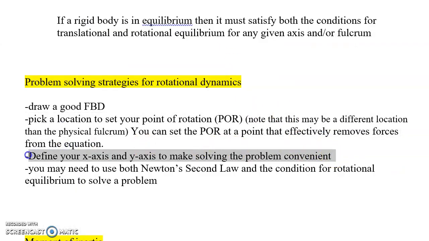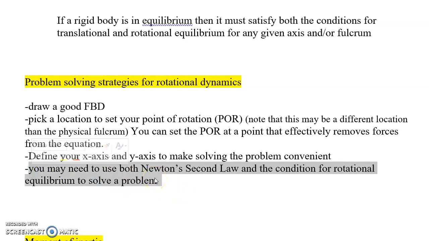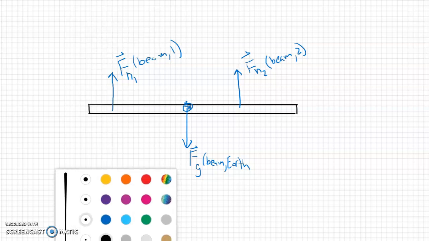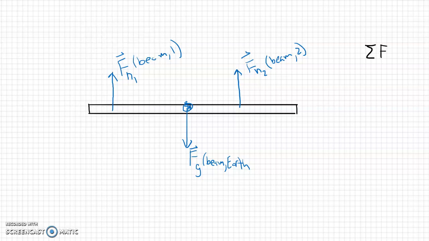Next, we're going to define our x and y axes. In this case, it's pretty standard. Up is going to be y, left and right is going to be x. And then we're going to use Newton's second law and our condition for rotational equilibrium. So let's recall those conditions. The sum of forces in our x direction has to equal 0. The sum of forces in the y direction has to equal 0. These are the conditions for what we call translational equilibrium.